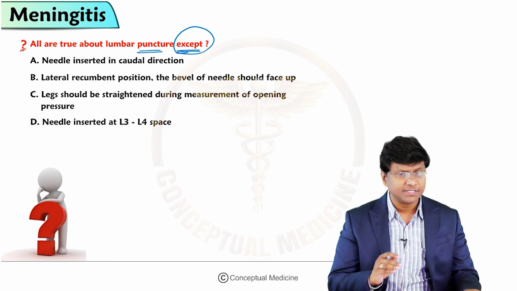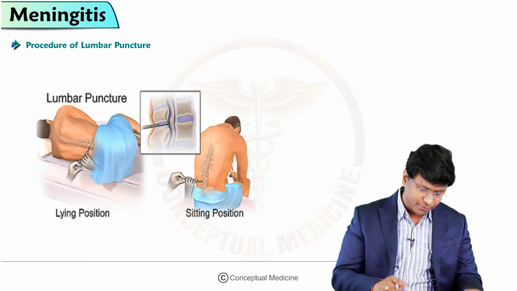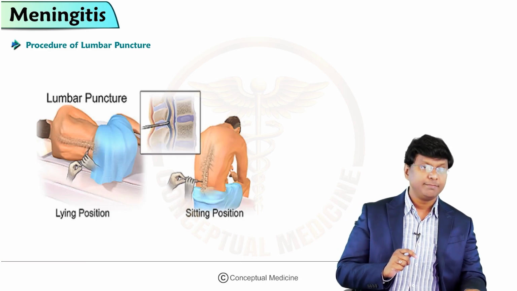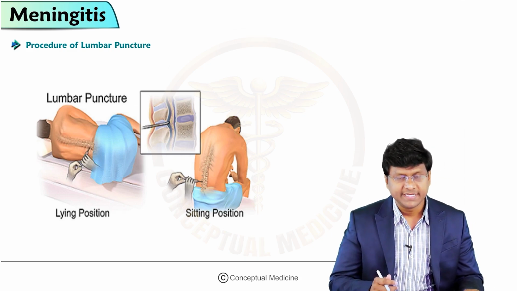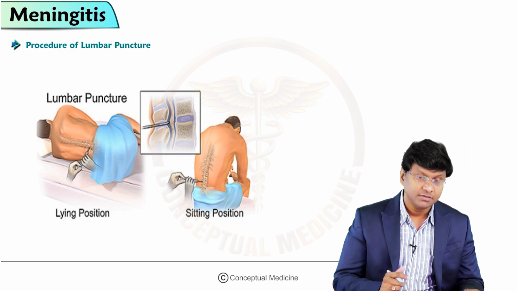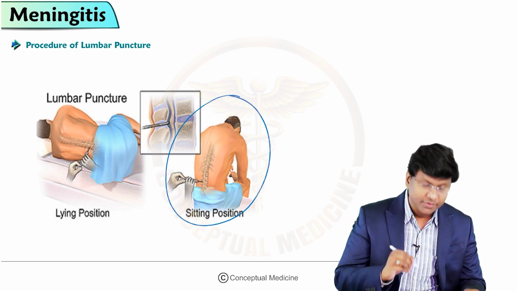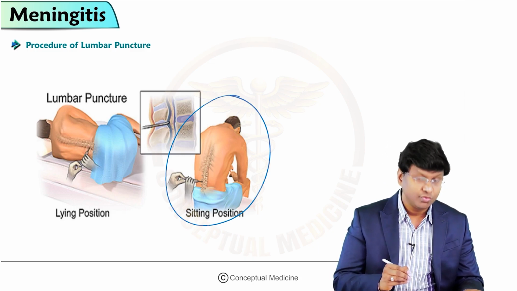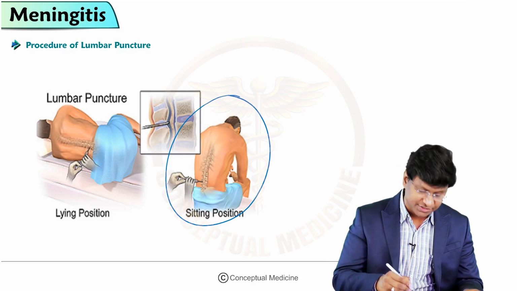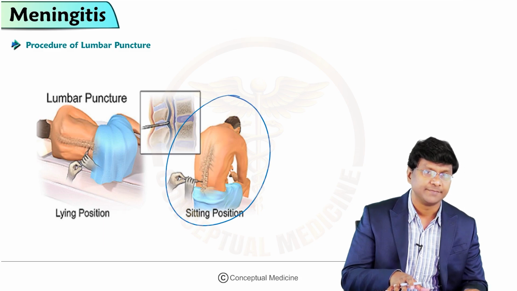Now, let me discuss the procedure, and then we will come back to this question. You have to make the individual lie in the lateral position with knees and head flexed, or in the sitting position with the head flexed. The position of the patient for lumbar puncture is very important, and this is how the individual has to be made to lie.